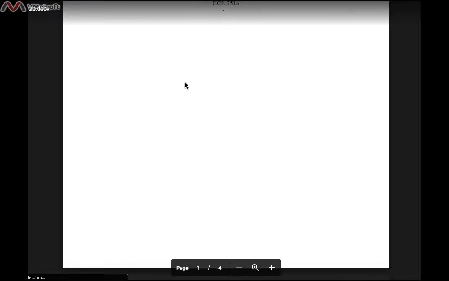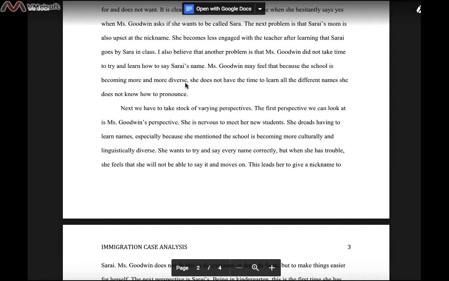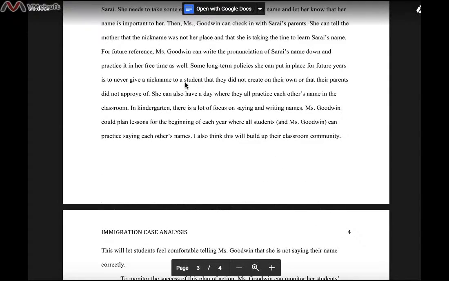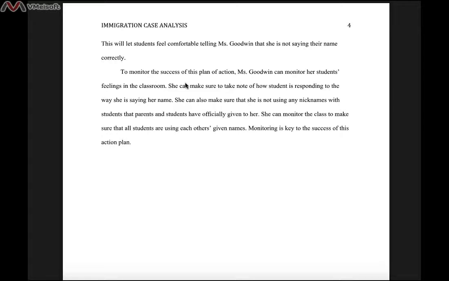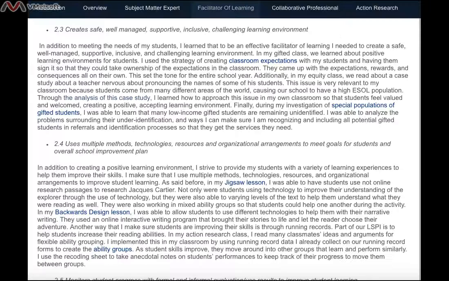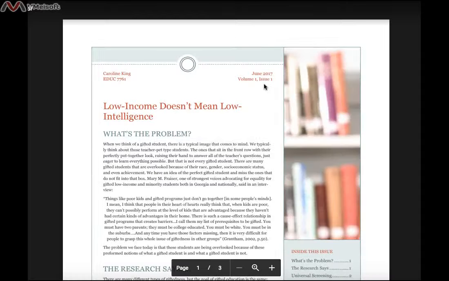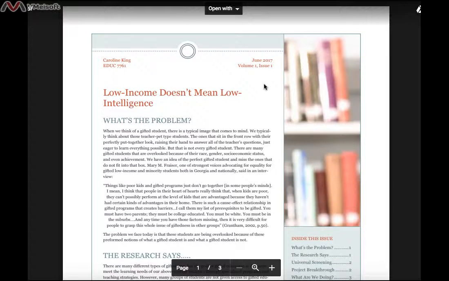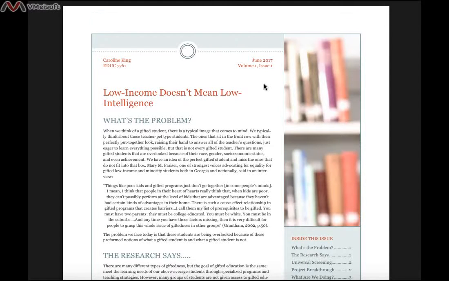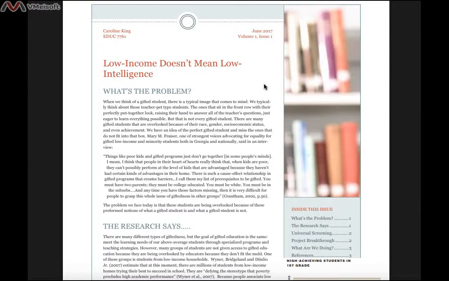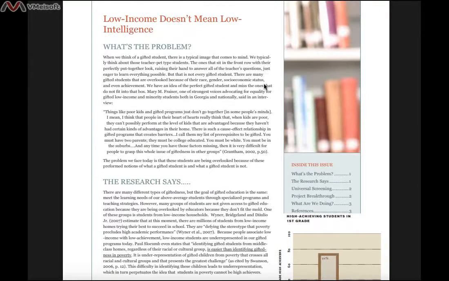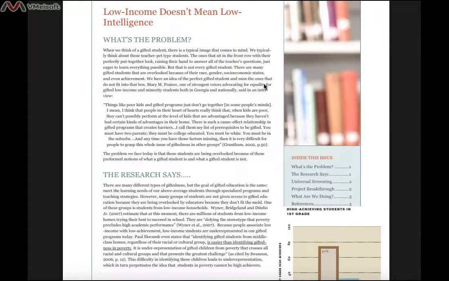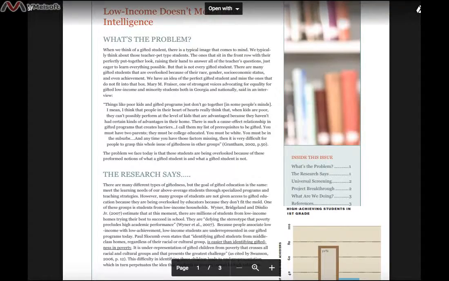The next was a case analysis on a teacher who was having trouble pronouncing names, and I was able to analyze that and use that in my own classroom if this were to ever come up, so that every student felt valued and respected in class. And my last is a presentation I did on special populations and gifted students and how not all of them are represented in identification processes or gifted programs, and the things I could do in my own classroom to overcome those and make sure everyone's included in potential identification and gifted programs.